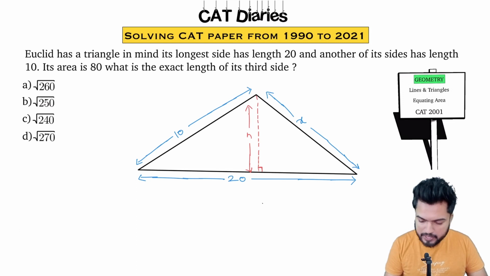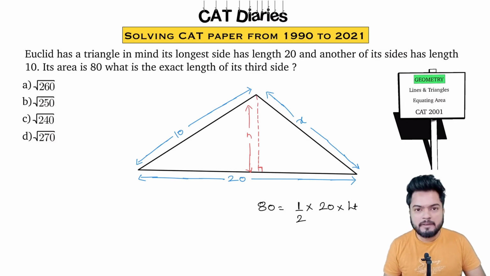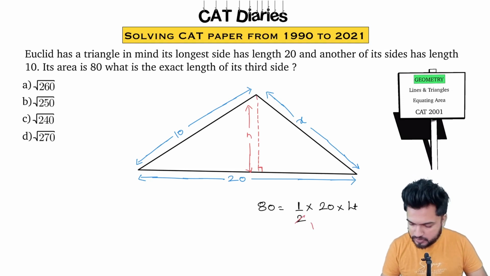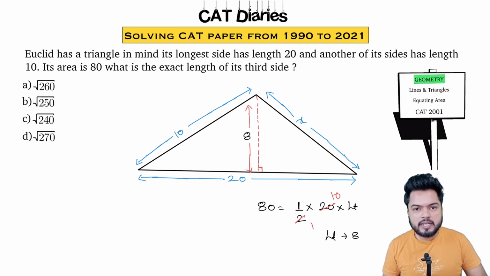Now which formula will I use? I know the area is given to me as 80. So I'll say that area of a triangle is half into base, that is 20, into height, that is h. This will give me what? If I cancel, 2 ones are 2, 10 twos are 20, height is equal to 8. So I get the height of the triangle as 8. So at the place of h, I'll write 8. So all looks clear till now.